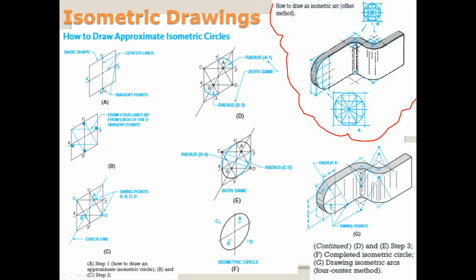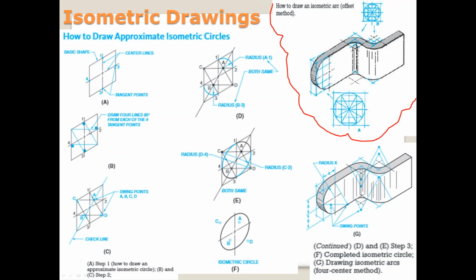Once you have those 4 points, you're going to draw 4 lines at 90 degrees from each of the 4 tangent points. So you have this tangent point, you're going to draw 90 degrees. So 1, 2, 3, 4, 90 degrees to that, 90 degrees to that. Did you see that? You have this point, you're going to go all the way here to here. Same thing, 90 degrees to that, perpendicular to that.